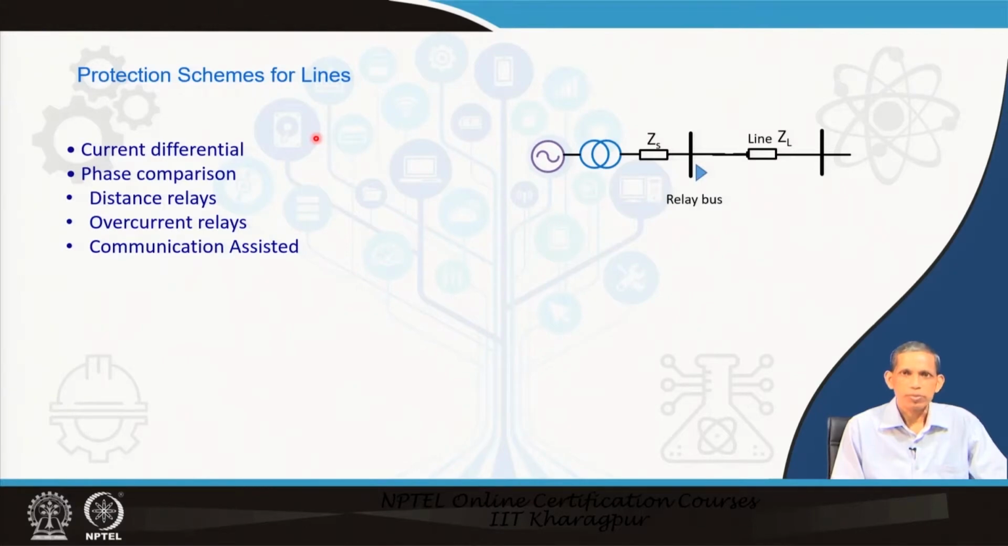Protection schemes for transmission lines involve current differential. So, we can have a set of CTs, and then we have a difference of current; we will see more on that later on. Phase comparison: signal from this side and signal from this side, phase information of current can be compared using the communication system. Distance relay, we will talk about that, which uses just voltage and current at the local bus only. Overcurrent relay, we have already talked about that in detail.